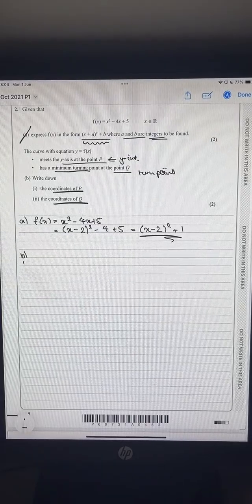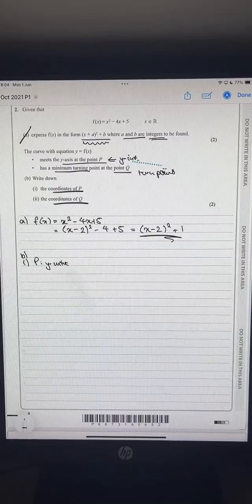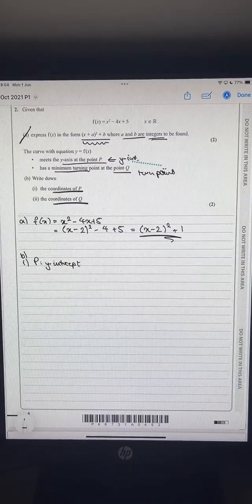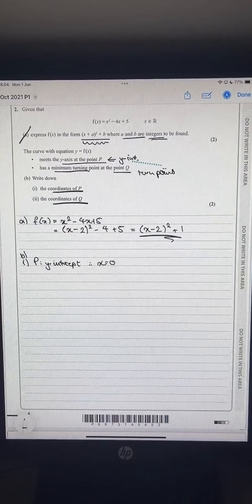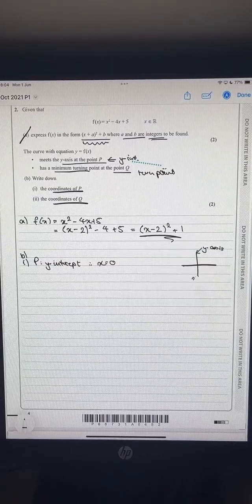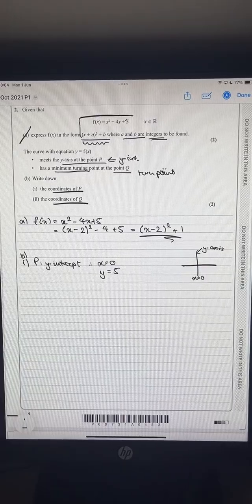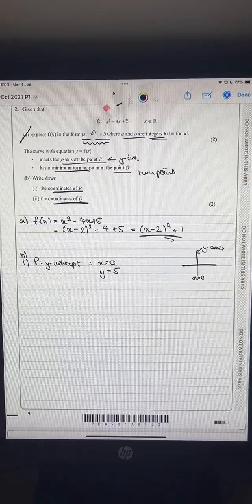So all we need to do is find the coordinates of the y-intercept. So P is my y-intercept. I like to write that out in the exam so it shows the examiner I understand what exactly I'm doing. So at the y-intercept, we know that x is going to be equal to 0 because remember, this is your y-axis, and at that point, x is equal to 0. And then if x is equal to 0, in this case, we get that y is going to be equal to 5. Because if I go up and look at my function here, sub in x equals 0, we just get this constant value for 5.